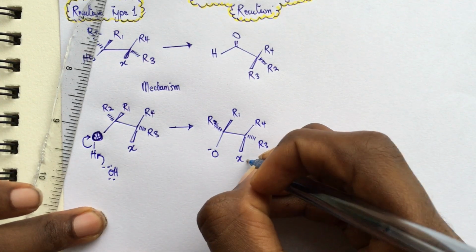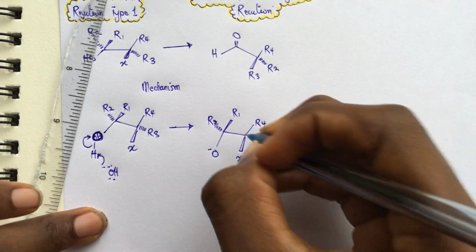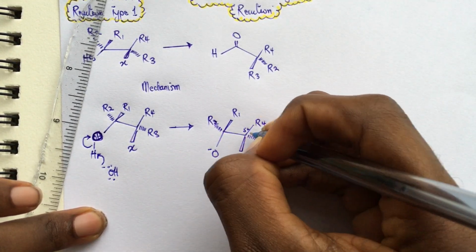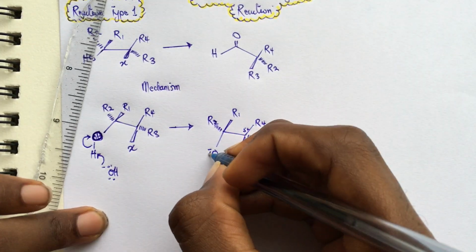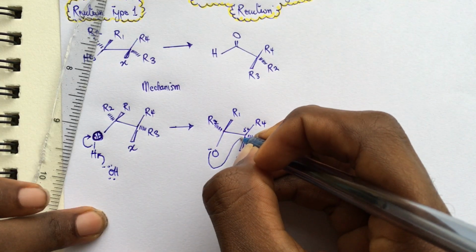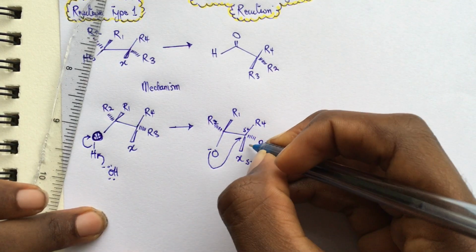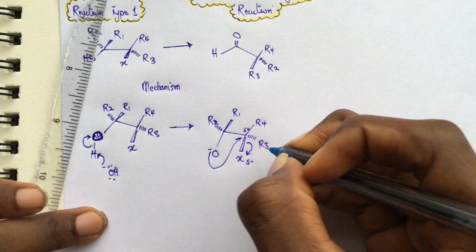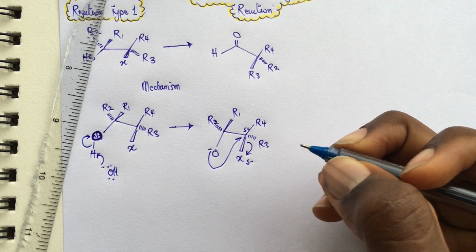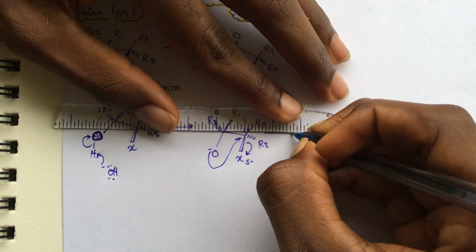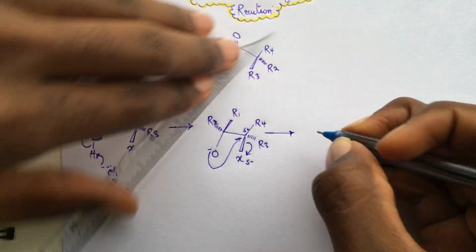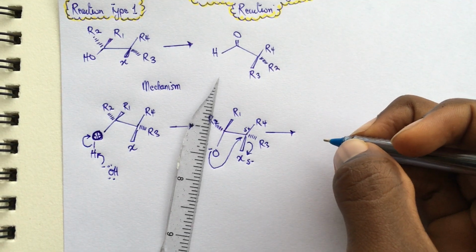Remember, this one is partially negative and this one is partially positive. If you understand this, then that's how you know the formation of your epoxide is possible. It will attack this, right? When it attacks it, you are going to have your good leaving group escaping. So with this, we can move on to the next step. Here we are forming our epoxide.